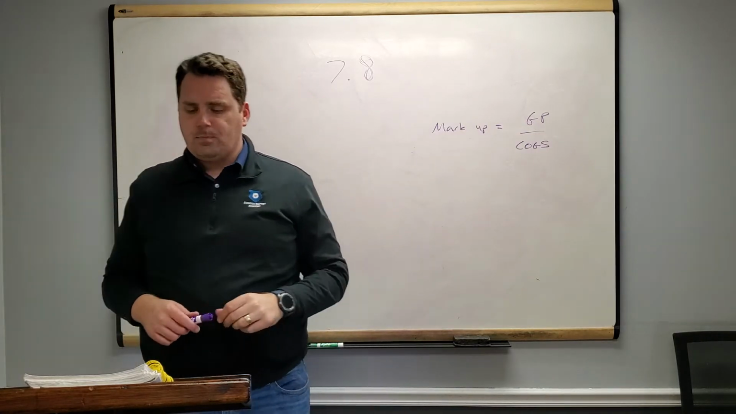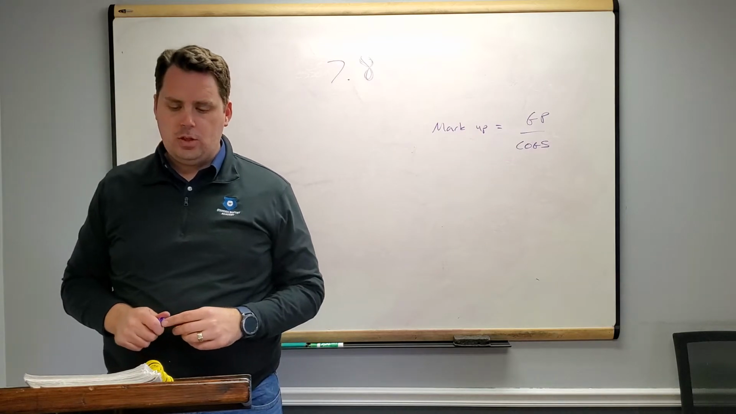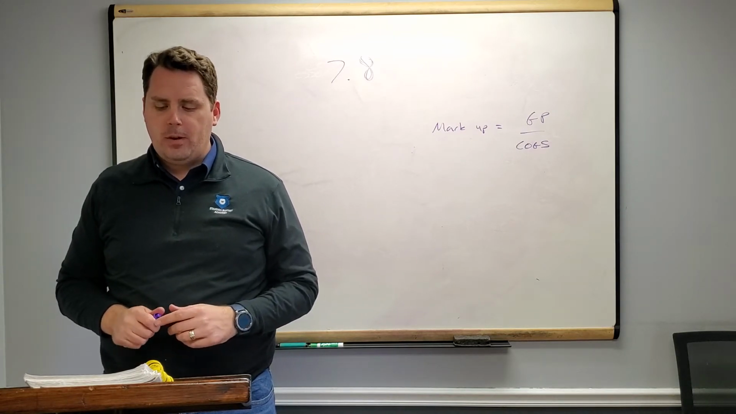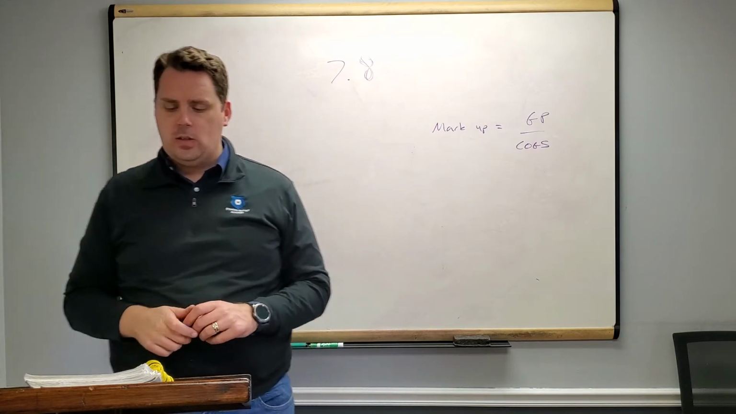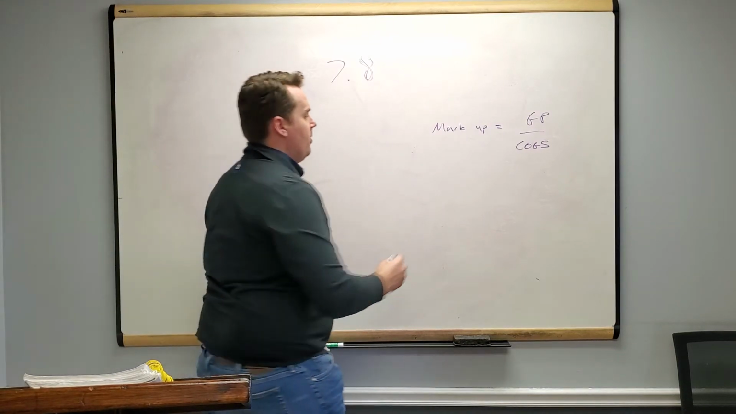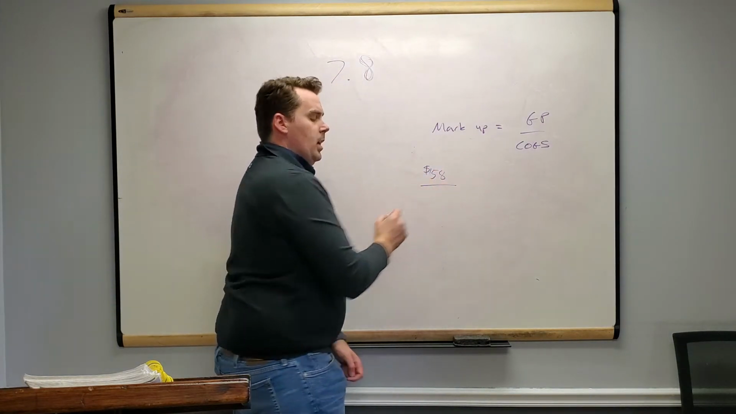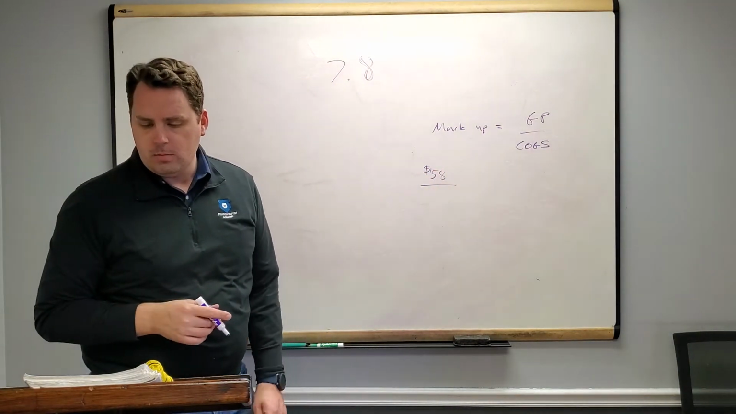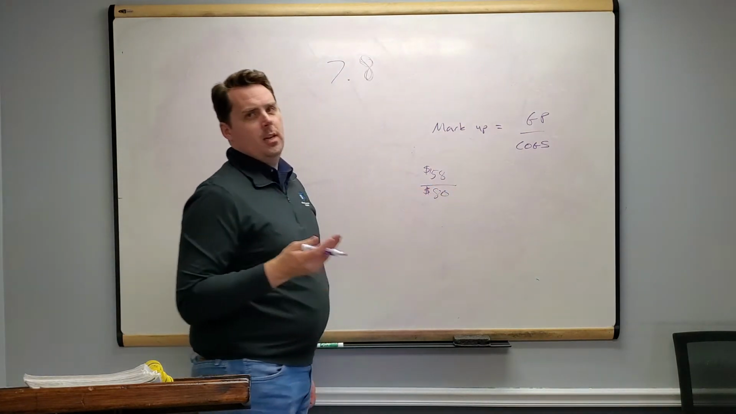Model problem number one: Dan Filatov, his shoe store, paid $58 for a pair of shoes that sold for $80. Find the markup on cost to the nearest whole percent. So Dan paid $58 to get the pair of shoes in his store, and he sold those shoes to Richard for $80. This is just how business is done.